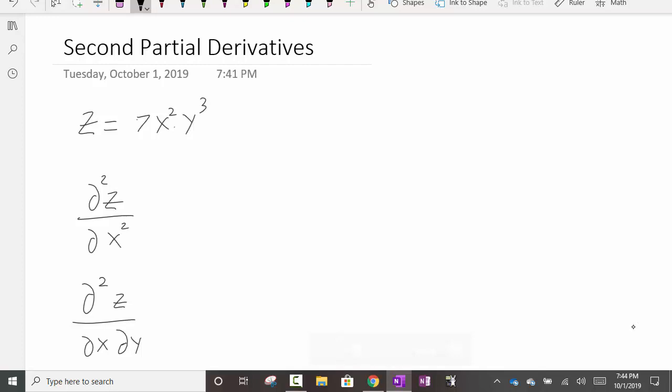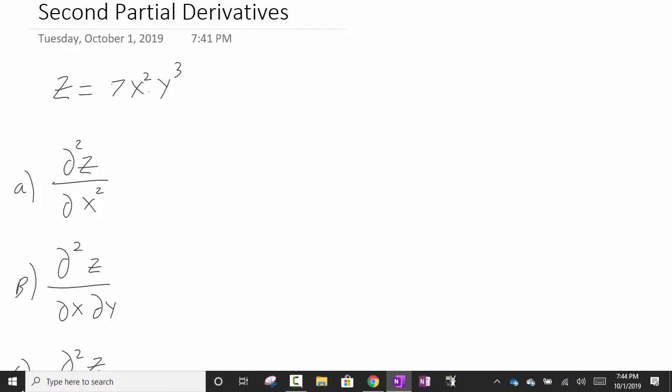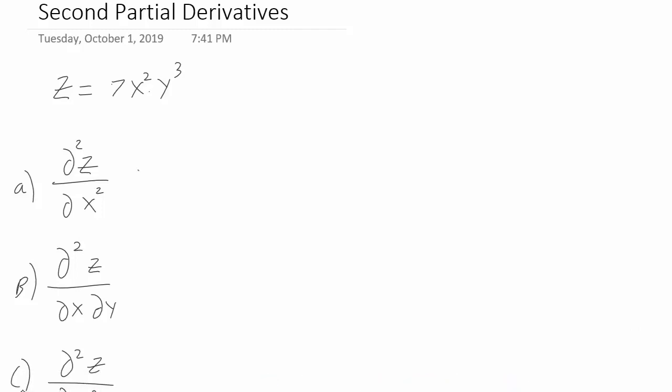In this video, I want to talk about second partial derivatives. So we're given some function here, and I've got a couple problems. I have A, B, and C. So what we're going to do is ask, what does this mean?